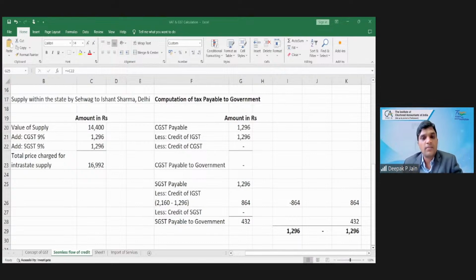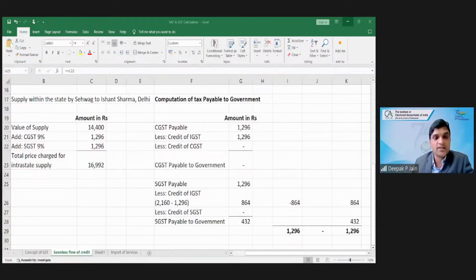Can you repeat the supply to Ishant Sharma again? Right. So when Sehwag is supplying it to Ishant Sharma, he is making an intra-state supply. He is making a supply within the state from Delhi to Delhi. So for him, the value of supply is 14,400. Now, in this 14,400, he will pay CGST and SGST of 9%. Correct? He will pay this.